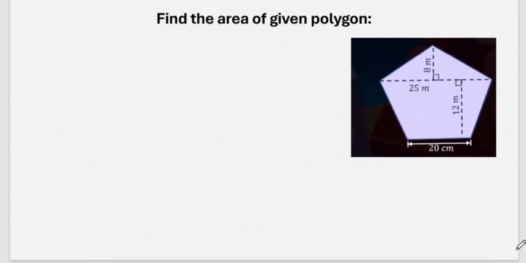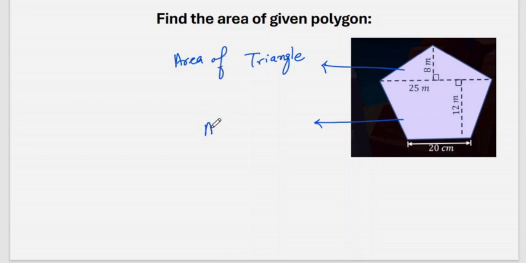Find the area of the given polygon. Okay, see, we have got a polygon which can be divided into 2 basic figures. You can see here we have got a triangle. This is your triangle and this is your trapezium. So let me find the area of a triangle and then area of a trapezium.